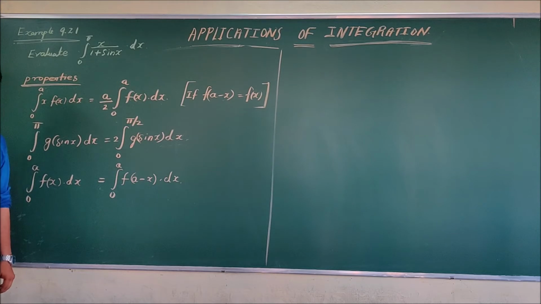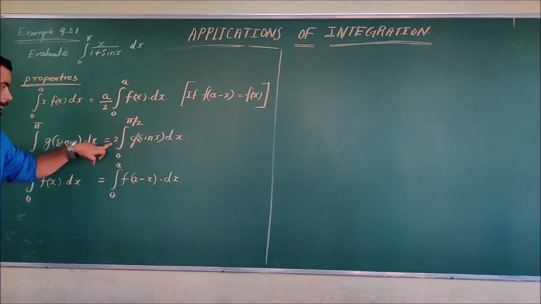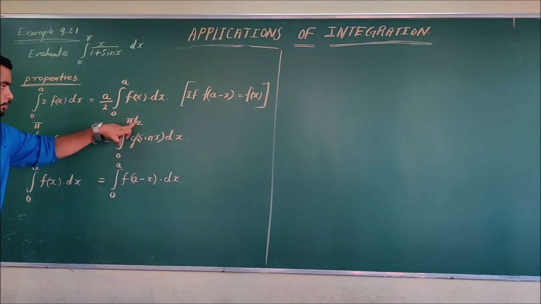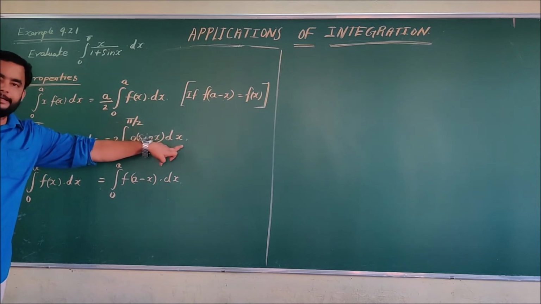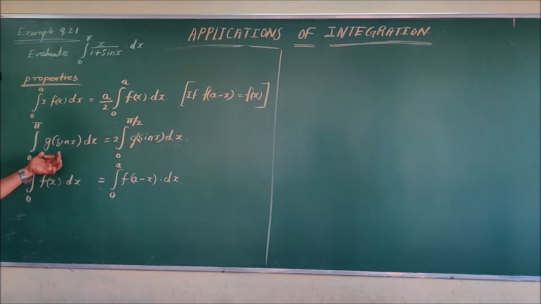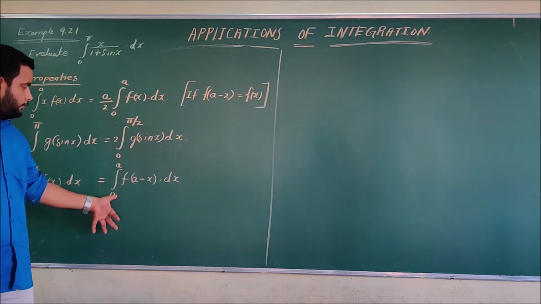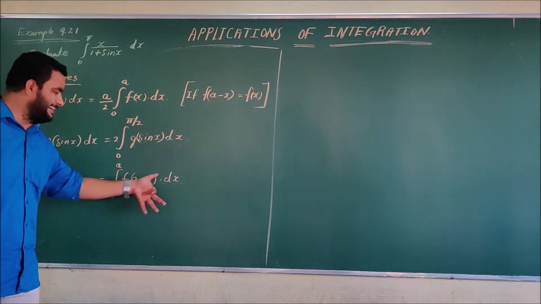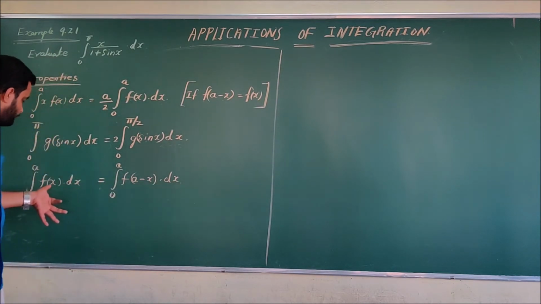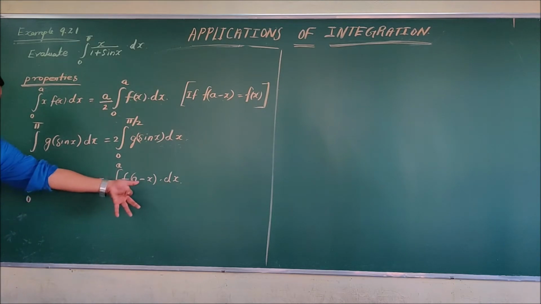These properties help us remove the x factor from the left hand side. The next property is the integral of 0 to pi, g of sin x into dx, is equal to 2 into the integral of 0 to pi by 2, g of sin x into dx. These properties help us evaluate integrals in the form of g of sin x. The next property is the integral of 0 to a, f of x into dx, is equal to the integral of 0 to a, f of a minus x into dx. That is, x is replaced by a minus x.